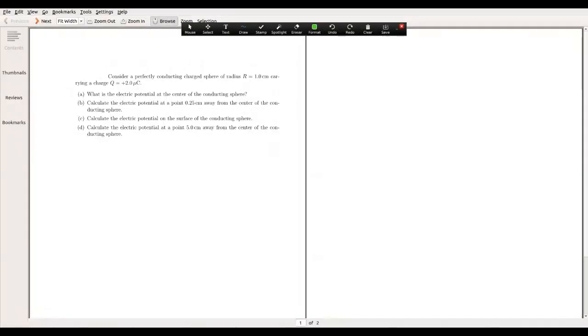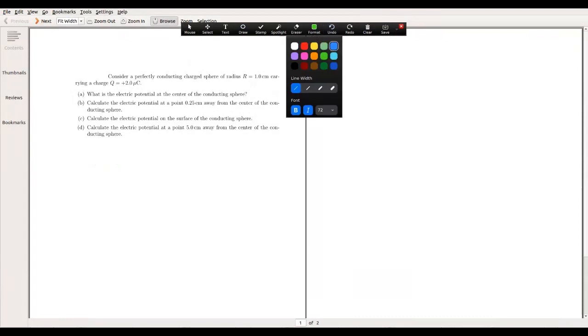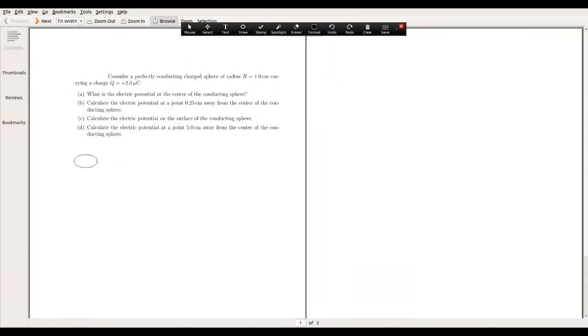This exercise discusses the electric potential due to a charged conducting sphere. Remember that the electric field is equal to zero inside a conducting sphere. So let me draw this. So we have, let me change the color, black. So that's a conducting sphere. It has a radius r, and everywhere inside the electric field is equal to zero.